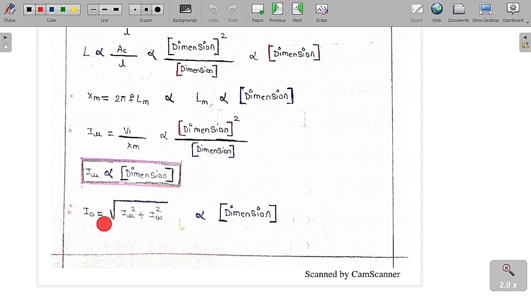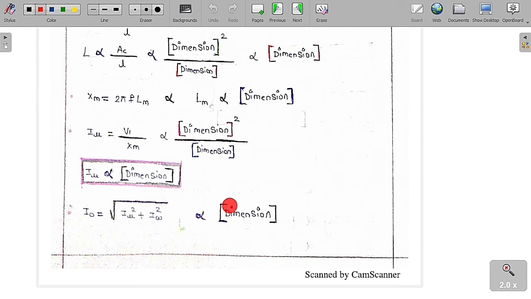Now again I naught is equal to the square root of I mu squared plus I_W squared. Already I told you I mu is directly proportional to dimension, whereas I_W is also directly proportional to dimension. So dimension squared plus dimension squared, and under the root we again get dimension. Therefore I naught is also dimension. So finally I mu, I_W, I naught, L and Xm are all directly proportional to dimension.